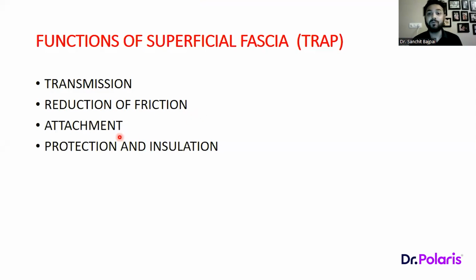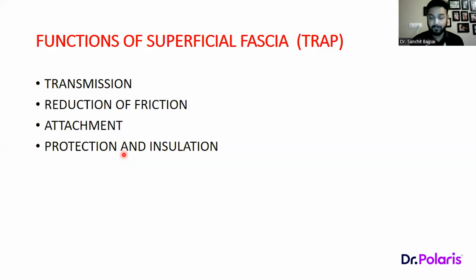Attachment, I already told you, it is attaching different muscles. And what are they called? Panniculus carnosus. And I told you the group of muscles which are present in the superficial layer. And then comes, it protects you and insulates you. How? Because it is fatty, right? So what does fat do? Fat is very thick, right? So it won't allow any kind of external environmental changes to suddenly hit you. It will insulate you. It will protect you.